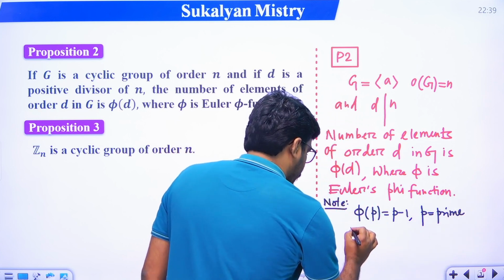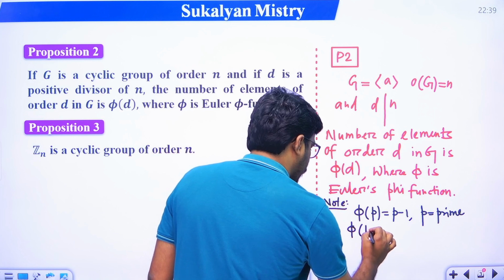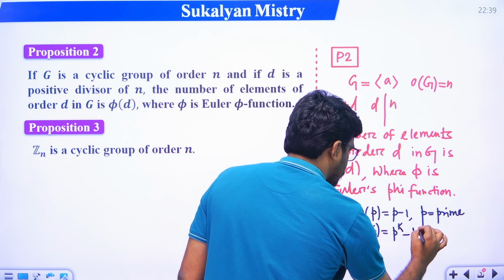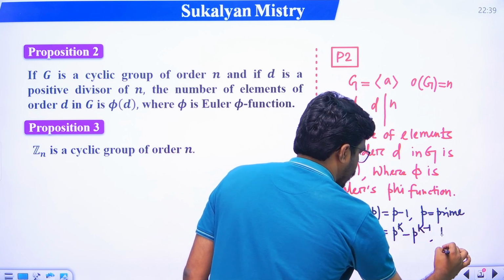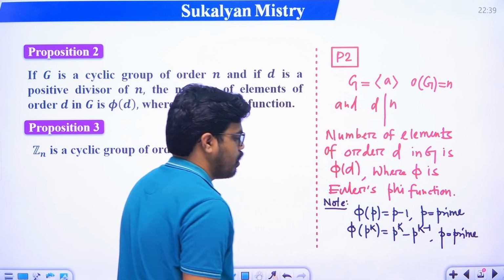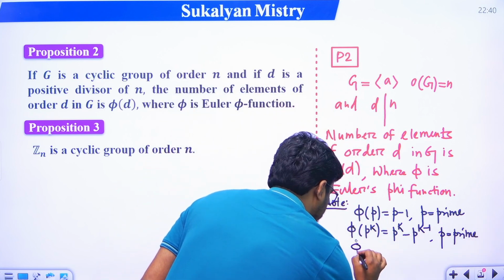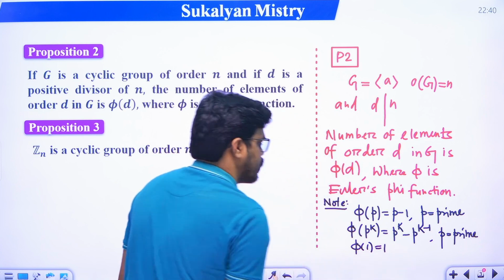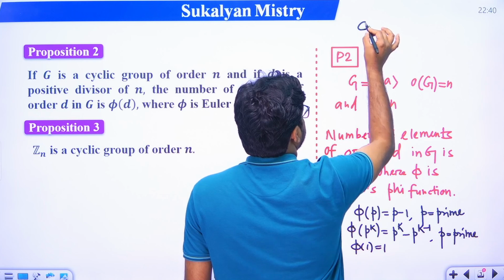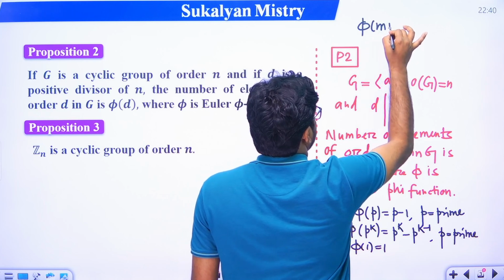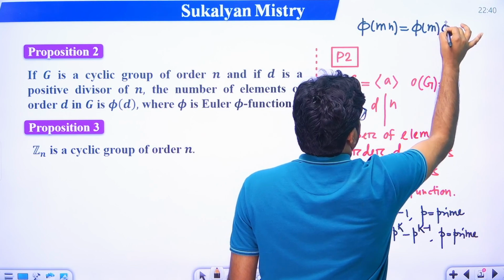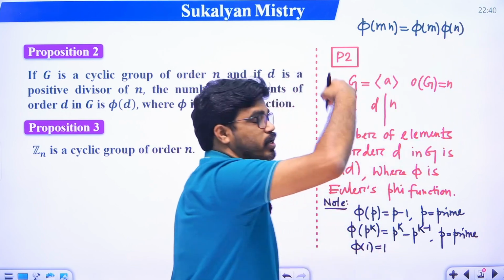Phi of P to the power K will be P to the power K minus P to the power K minus 1, where P is prime. Also phi 1 is 1. Take phi mn: if m and n are relatively prime, then phi mn will be phi m into phi n. So this is Euler's phi function.